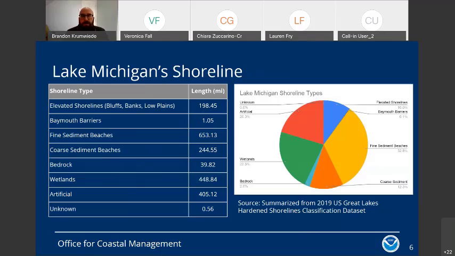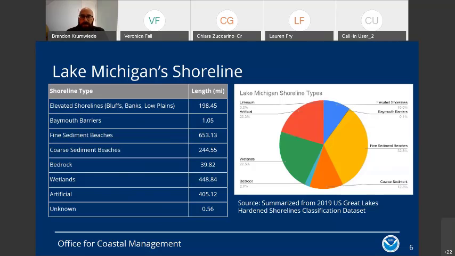So one of the things is to get a good sense of what the assets are in the shoreline. And so in 2019, and actually just earlier this year, we released the 2019 U.S. Great Lakes Hardened Shorelines classification data set. And for Lake Michigan, here you can see a breakdown of what the shorelines look like. And so, as we would expect, the majority of the shorelines in Lake Michigan are associated with the beaches, whether those be fine or coarse sediment beaches. And when we say coarse sediment, that's things like boulders or cobbles. Whereas the fine sediments would be your sands or silts.